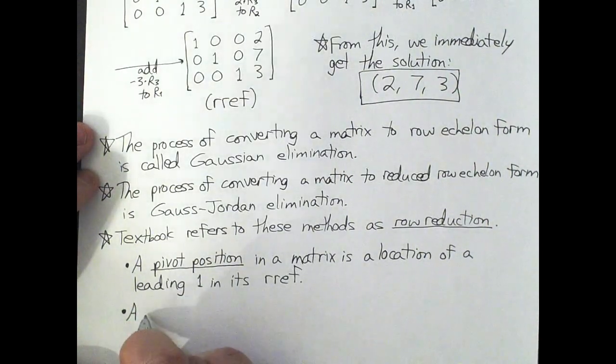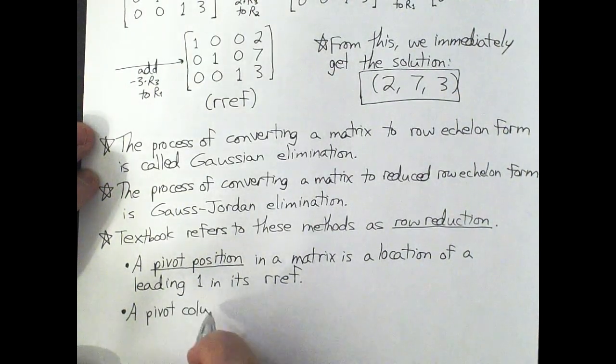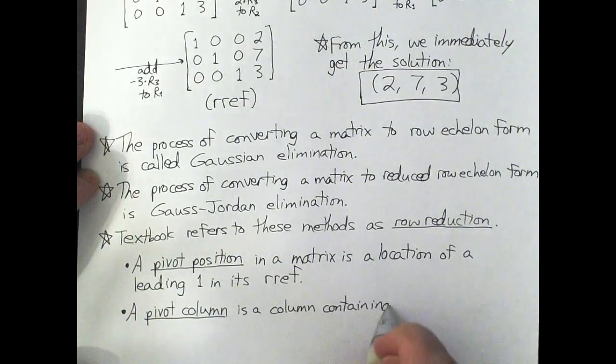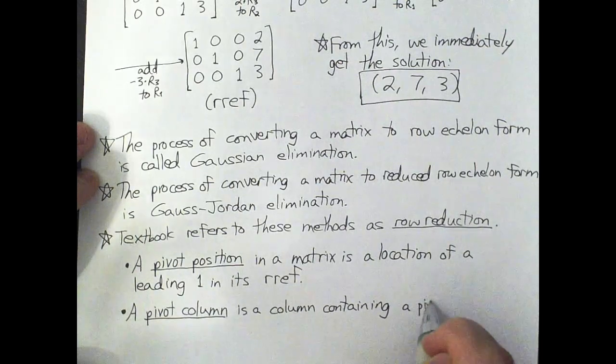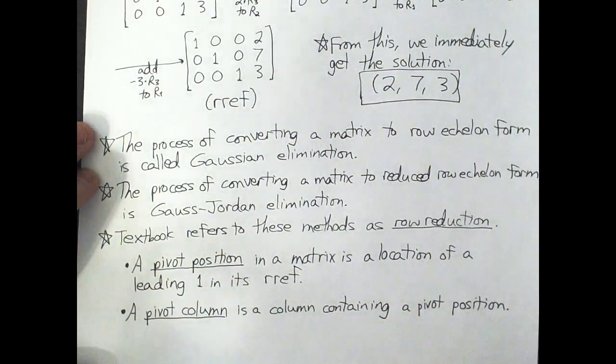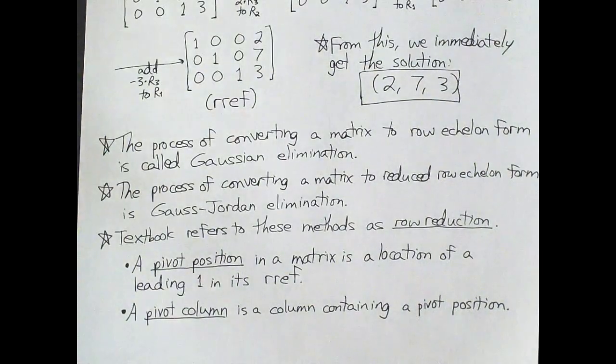A related term is a pivot column. A pivot column is a column containing a pivot position. Okay, not a big deal. Pivot column is a column that has a pivot position.